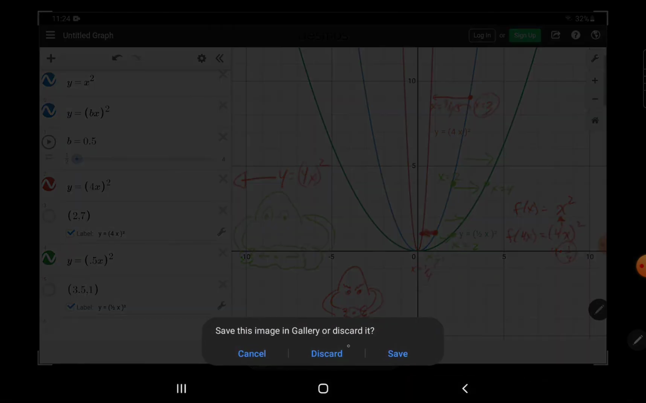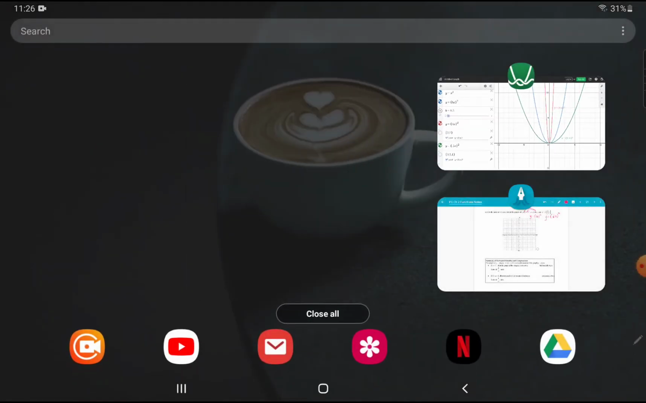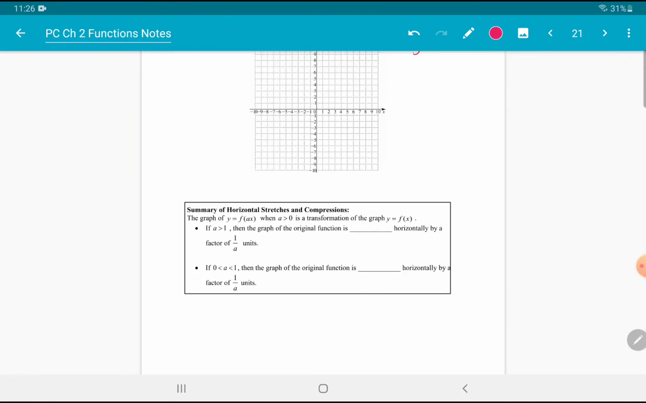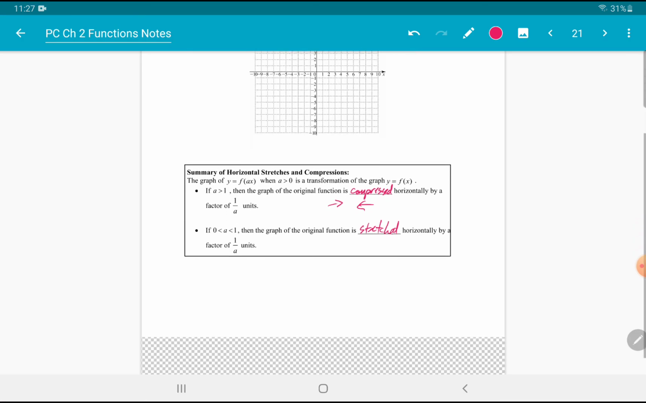Okay. So let's go back to our worksheet. Okay, and so what we're saying now is that if the a value is greater than 1, the graph is going to get compressed horizontally by a factor of 1 over a units. Okay, so it's kind of like thinking in the inverse relationship here. If that a value is greater than 1, the graph is getting compressed. It's getting kind of squished in. If the a value is between 0 and 1, then the graph of the original function will get stretched horizontally by a factor of 1 over a units.